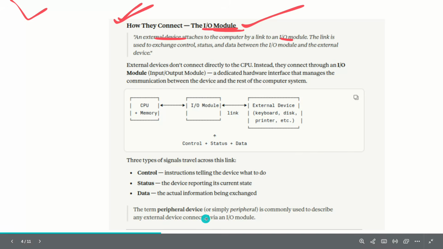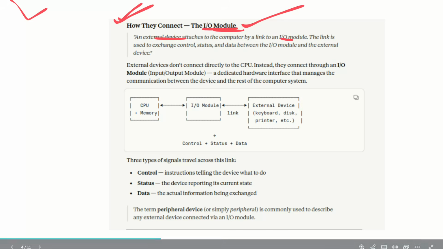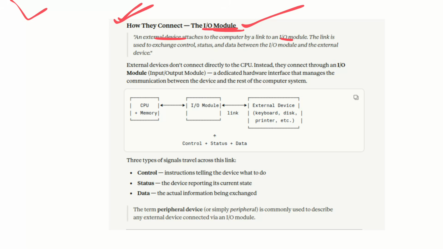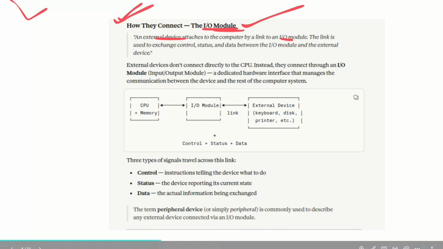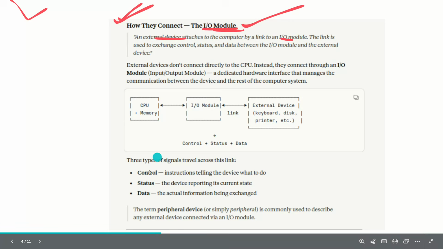The term peripheral device is commonly used to describe any external device which is connected with the I/O module. Most of the time, instead of external device, we will hear peripheral device. So to describe the external device connected to the I/O module, we use another term, which is peripheral device.